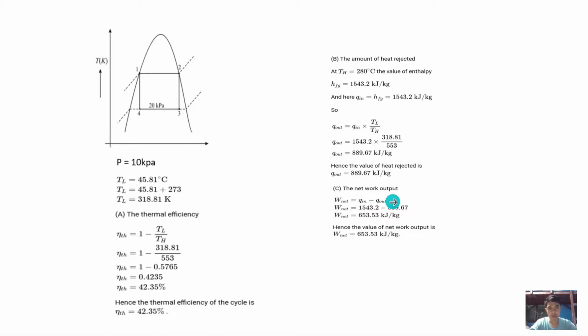Now the net work output. The net work equals the heat in minus the heat out. Substituting the values, the net work is 653.753 kilojoules per kilogram.